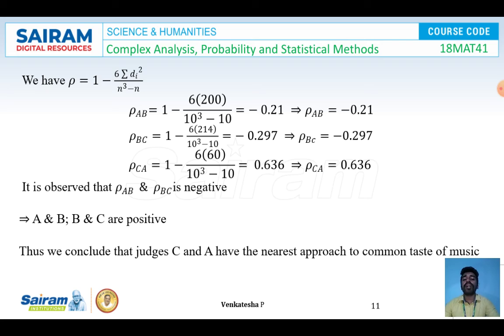So it is observed that rank of AB and rank of BC is negative. It implies that A and B and B and C are negatively correlated here. So thus we can conclude that the judges C and A have the nearest common taste of music, because we got the rho of CA as 0.636 here.